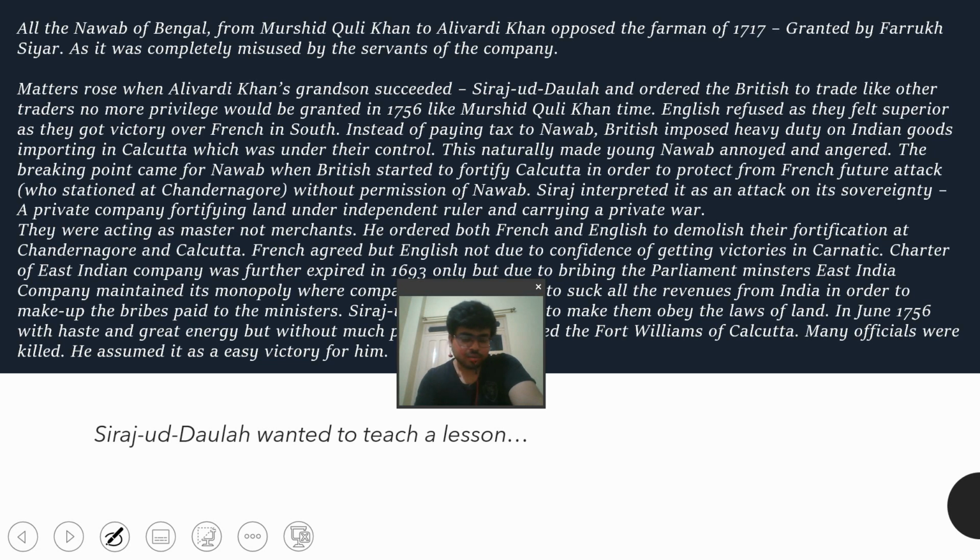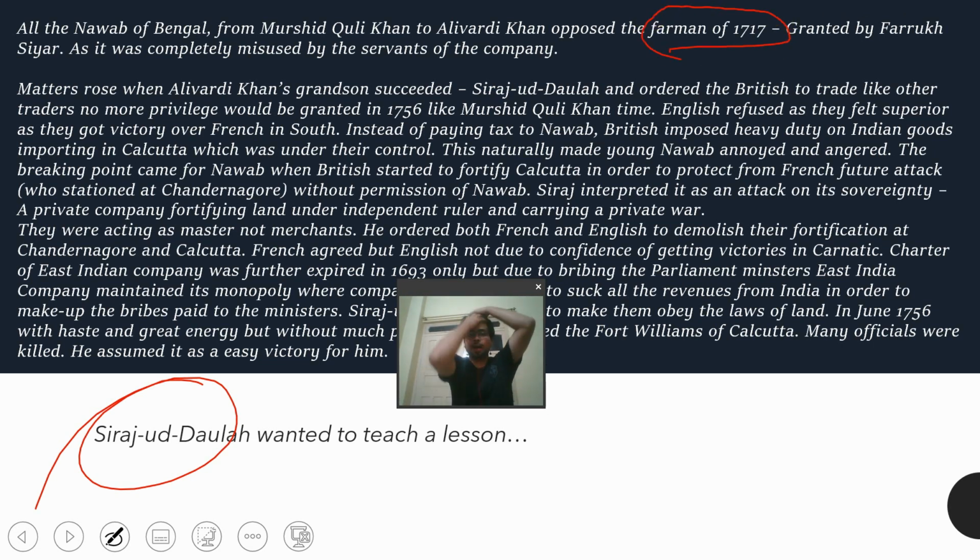It was Sirajuddaulah who wanted to teach them a lesson. All the Nawabs of Bengal, from Murshid Quli Khan to Aliwardi Khan, opposed the Farman of 1717 at the time when this was happening. They all opposed this Farman that was given to the British.